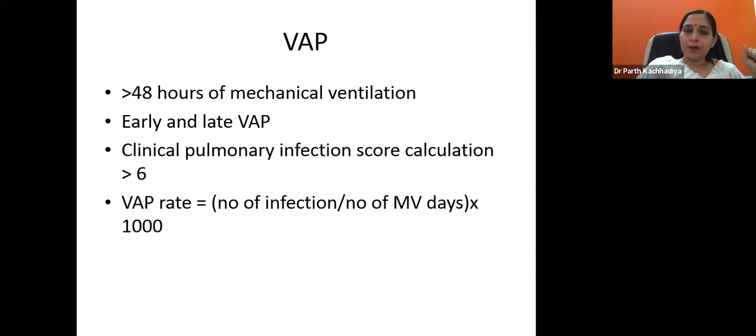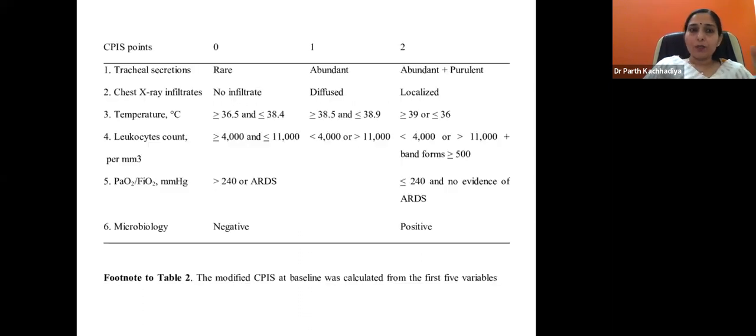So first we will see about the VAP. It is when more than 48 hours of mechanical ventilation is there in a patient. It may be early or late. Early is within 48 hours and late is on ventilator but after 48 hours. Clinical pulmonary infection score calculation helps in diagnosing that. And what is VAP rate? VAP rate is number of infections upon number of mechanical ventilation days, into 1000.